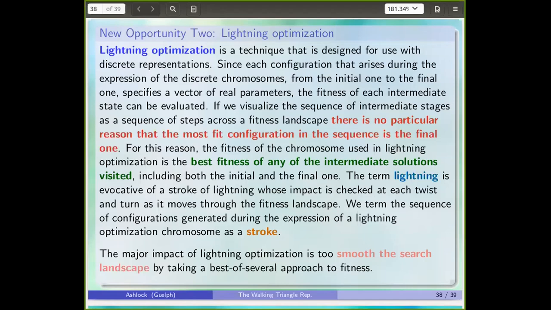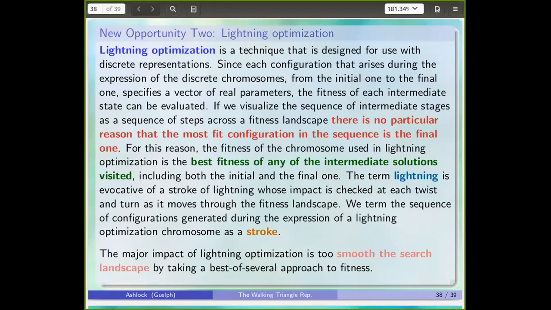That means we could find the fitness of each of the intermediate states. If you visualize the sequence of intermediate stages as a sequence of steps across a fitness landscape, there is no particular reason the most fit configuration in the sequence is the final one. For this reason, the fitness of the chromosome used in lightning optimization is the best fitness of any of the intermediate solutions visited, including both the initial and final one.